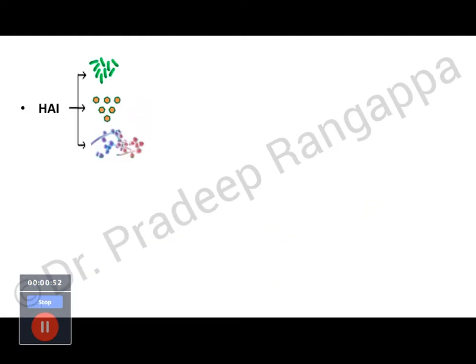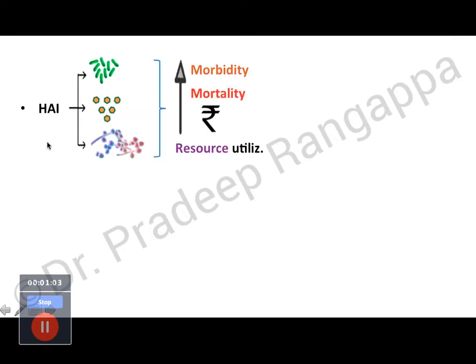When we look at healthcare associated infections causing outbreaks, it could be bacterial infection, viral infection, or fungal infections. And why is this important? Because any outbreak has a direct bearing on increasing the morbidity, the mortality, and the cost to the patient and the organizations. It is a burden to the organizations with regard to resource utilization, because a lot of resources need to be put in place to circumvent the outbreak.